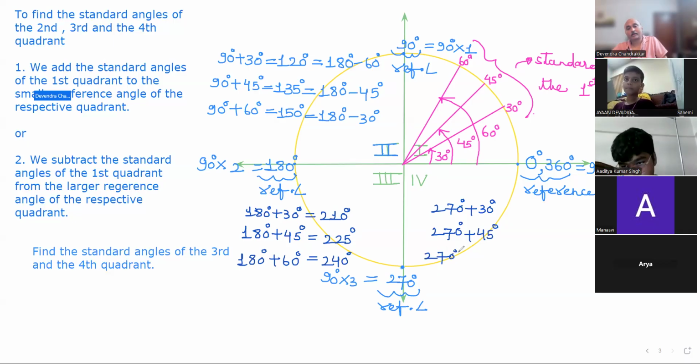This is how you are getting clarity about the quadrants of a circle, and how the quadrants can be used in trigonometry. So 315 and 330 degrees. These are the standard angles of the second, third, and fourth quadrants as well. So please note this slide quickly.